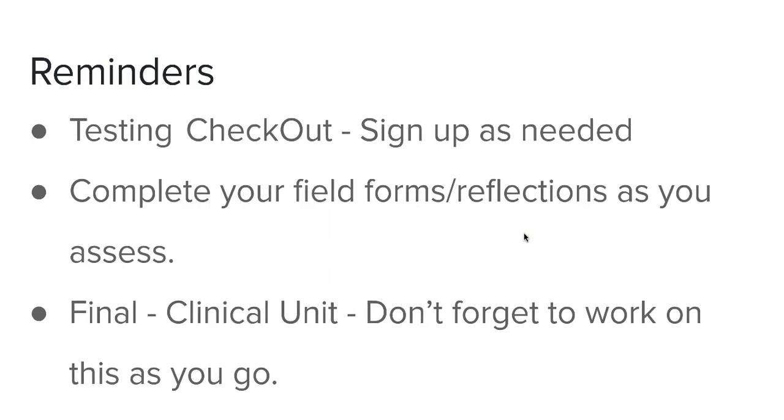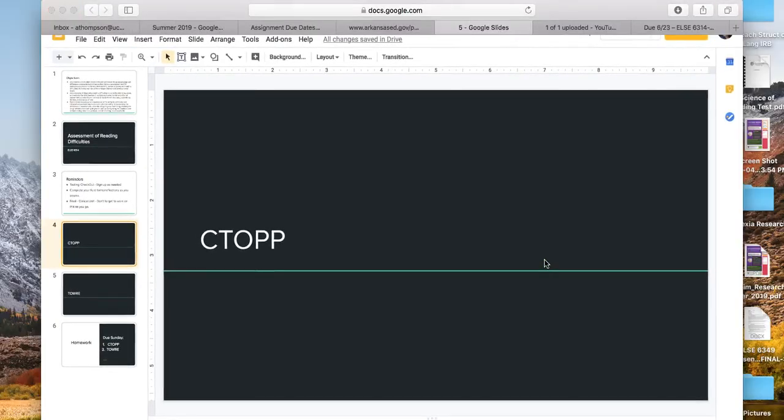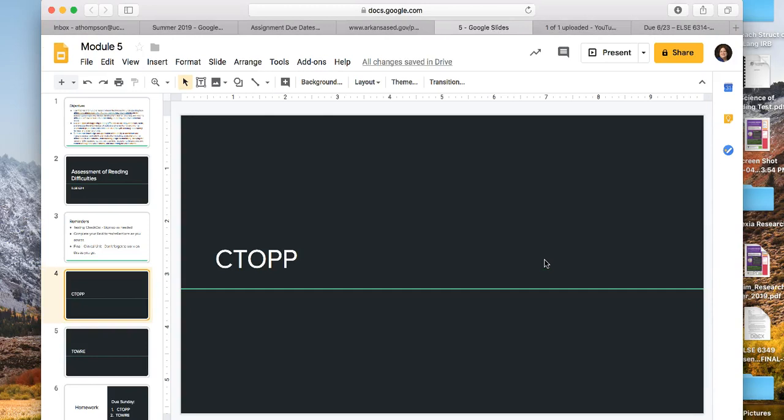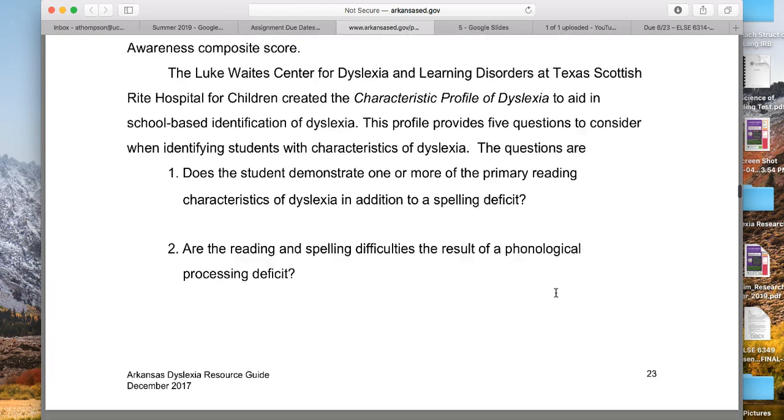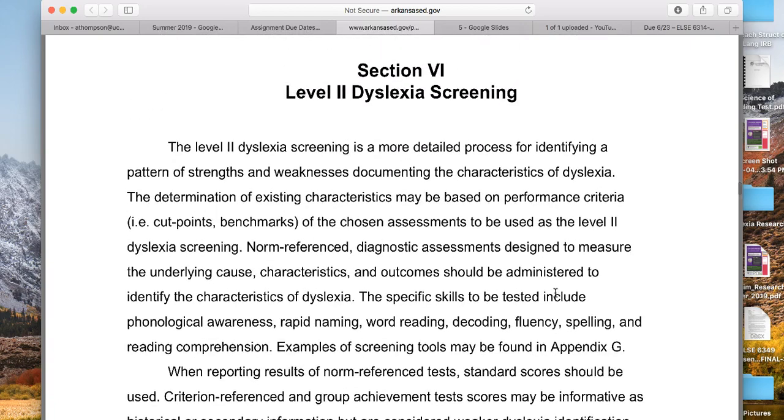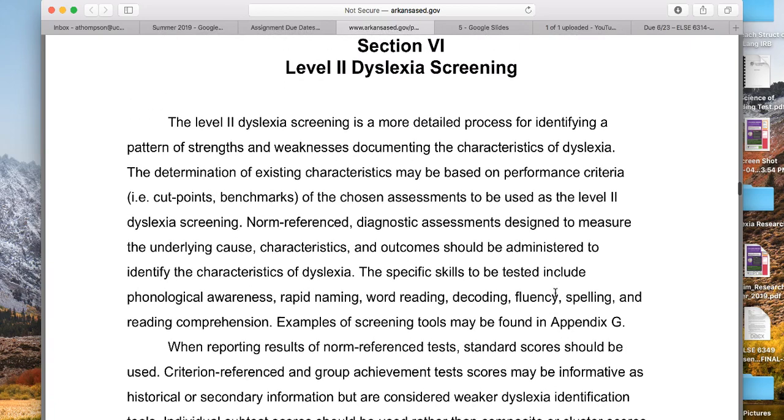Usual reminders: testing checkout, be sure and sign up as needed. Don't forget to complete your field forms and reflections as you assess, and don't forget to be working on your final clinical unit as you go so it's not so overwhelming at the end. You have two major assessments that you will be giving in this module, and they are the CTOP and the Tower.